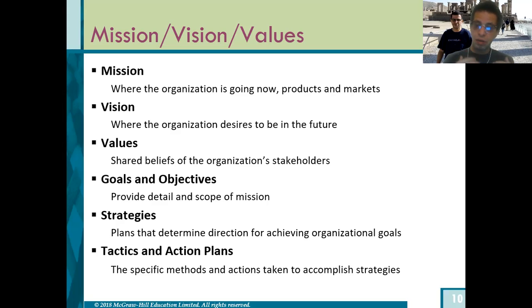And then on a smaller scale, you have the tactics and action plan, which is the specific method and action taken to accomplish a strategy. And I guess the best example is when you talk about a small boat versus a big ship moving from point A to point B, within a destination.